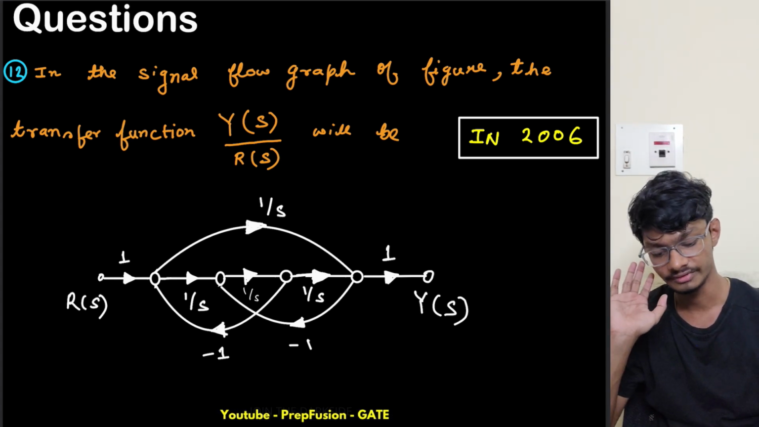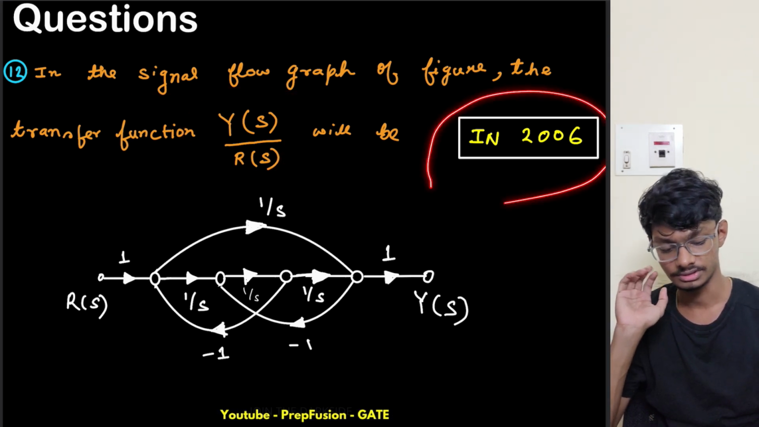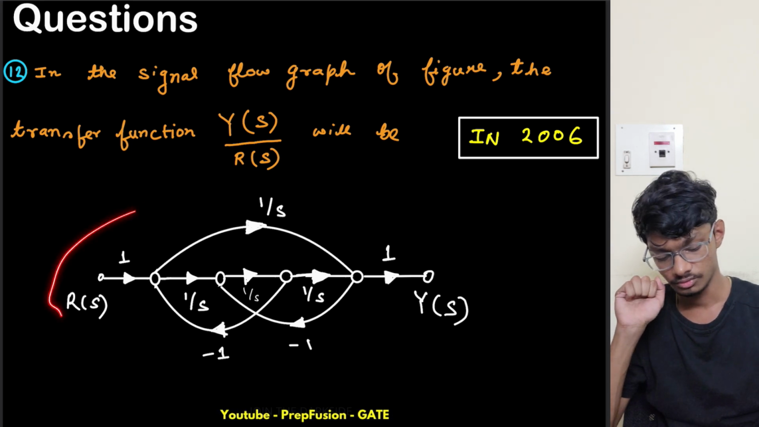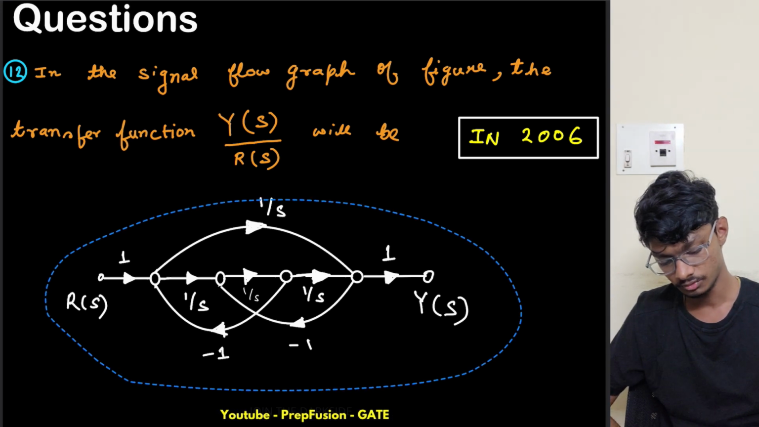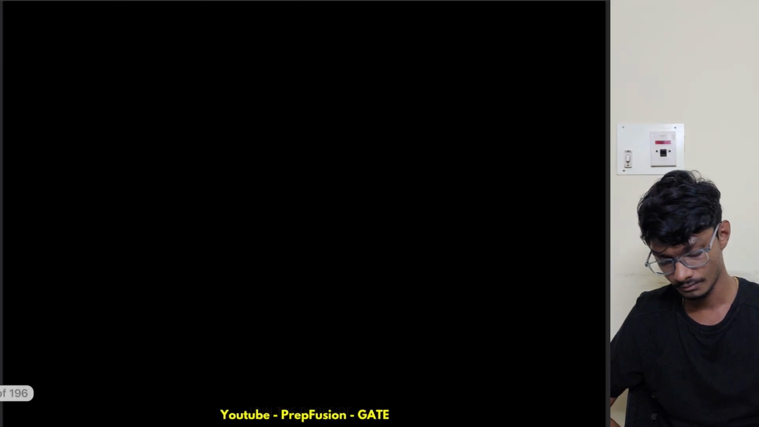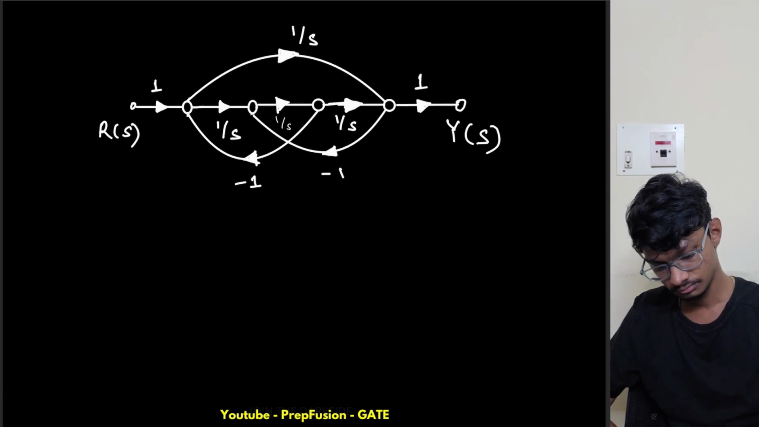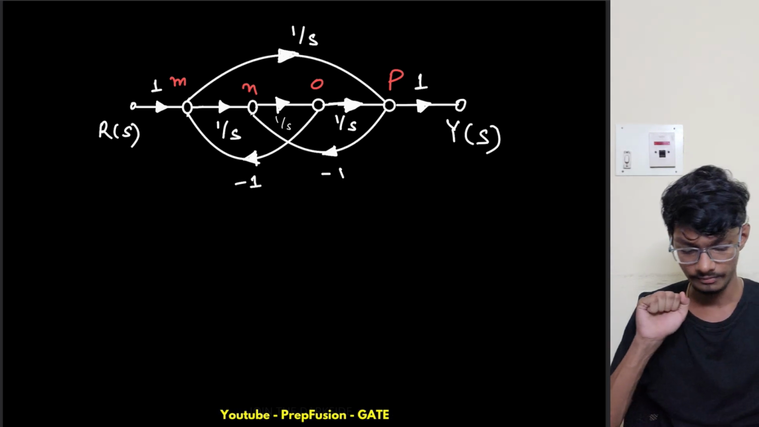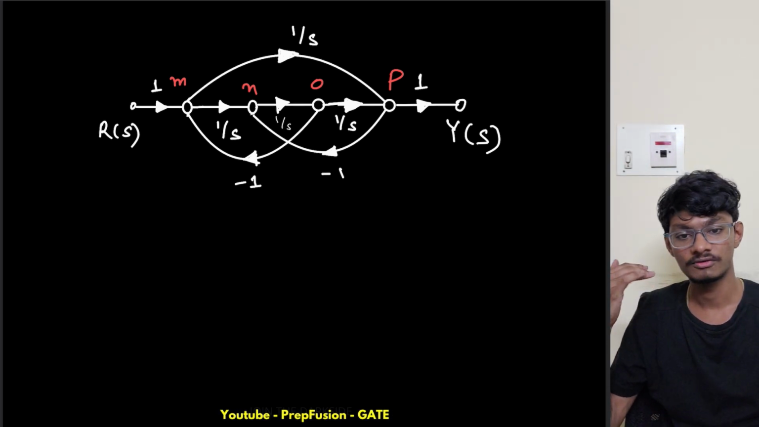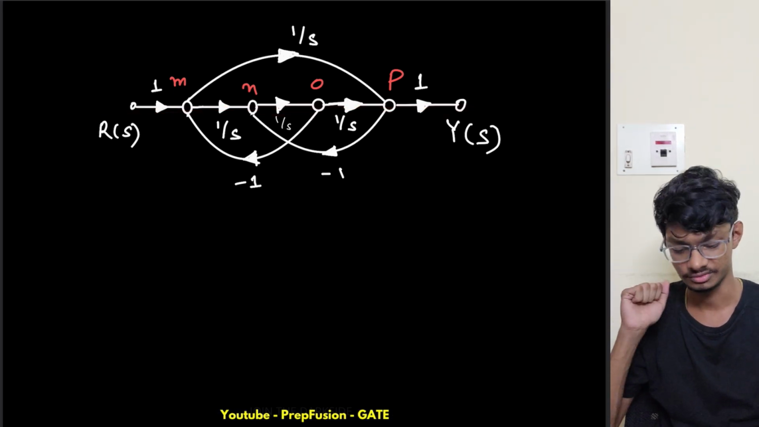So again, we have given a signal flow graph, and we have to find the transfer function Y of s by R of s, and this has come in GATE 2006. So again, the same procedure I will follow. Name the nodes, right? I will name the nodes. M N O P. So this is M N O P. Okay. Now, how many number of forward paths are there? I can simply, this path is always there, right? Always there. So this is the one forward path.